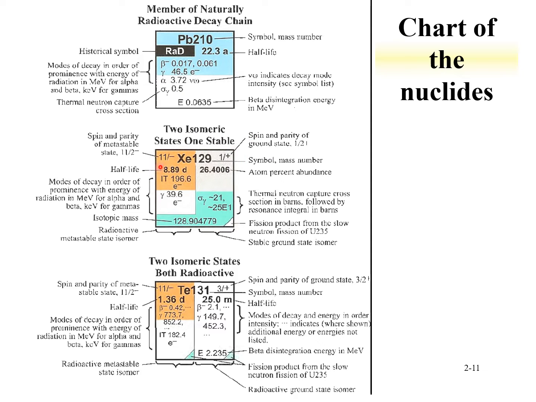So this is a metastable state, ground state: metastable state, spin and parity, half-life, decay modes, ground state, spin and parity. This is stable, so this is the atomic abundance. And then two isomeric states that are both radioactive, so tellurium-131. The metastable state, spin and parity, 11/2 minus. Ground state, 3/2 plus. The half-life of each state, and then the other data as we discussed.